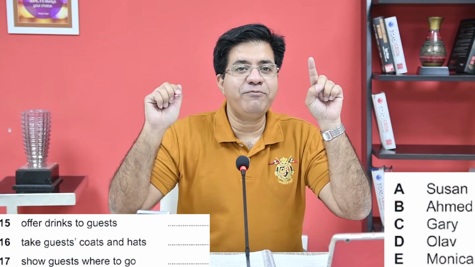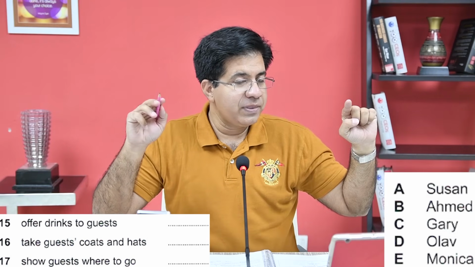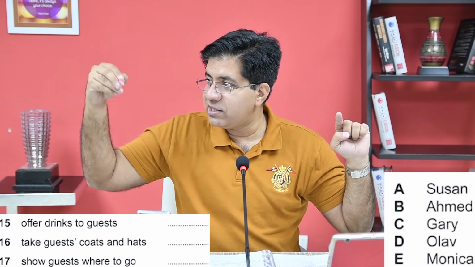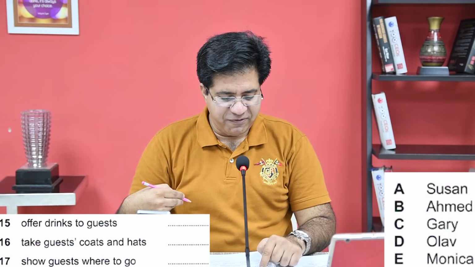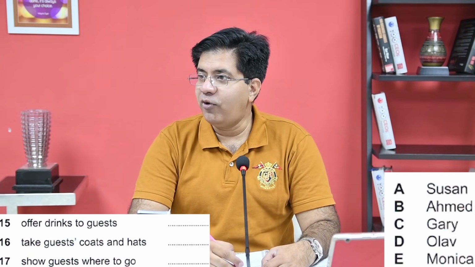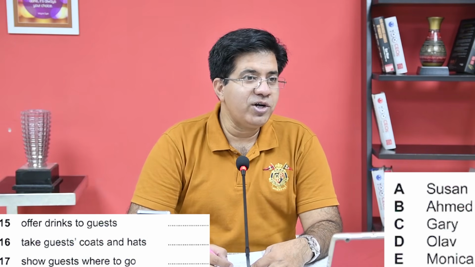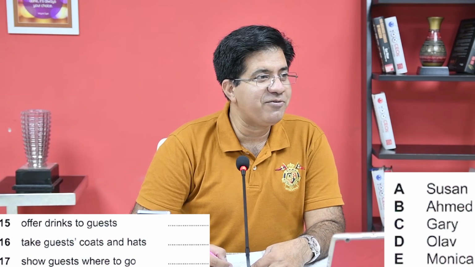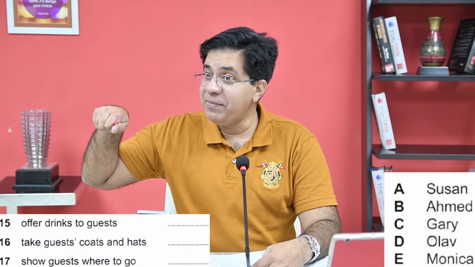Now, first what you have to do, you have two hands. This finger is going to be on the question. This hand that is holding the pencil will move between A, B, C, D, right? For example, question number 15, offer drinks to guests. Now, what sort of traps can there be? Last year, it was Susan's duty to serve the drinks, but she couldn't perform well. So this time, I want to give this to Ahmed. Ahmed, are you ready for that? All right. So something like that. Who is going to do it? Ahmed is going to do it.